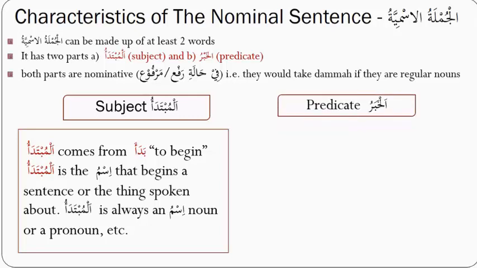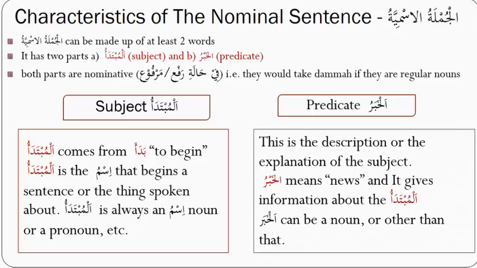The predicate, al-khabar. This is the description or the explanation of the subject. It explains or describes the subject. Al-khabar means news, and it gives information about the mubtada. Al-khabar can be a noun. It can be one word, as we said, al-baytu jamilun, the house is beautiful. Or it can be a pronoun, or other than that. Okay? Inshallah, we are going to deal with that, inshallah. It can be a noun or other than that.